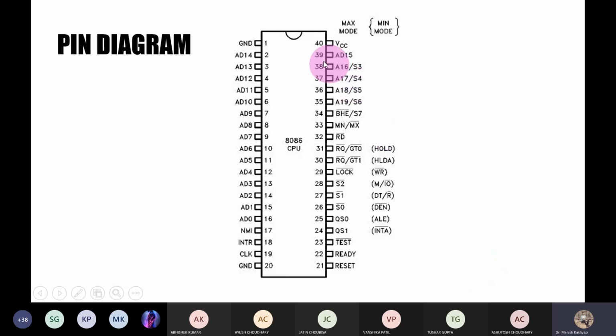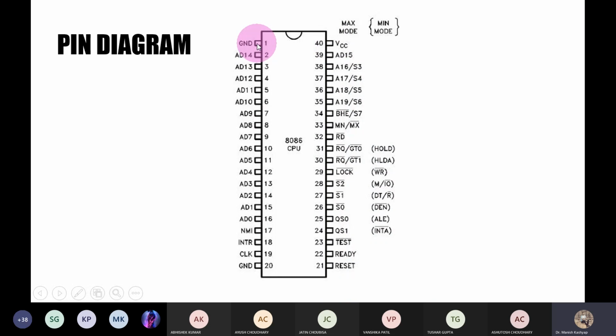You can see that it is still a 40-pin IC, where pin numbers start from 1 to 20, and then in a U shape they go from 21 to 40. The specification of this IC is that at pin number 40, which is VCC, you need to supply a plus 5-volt DC supply, right?